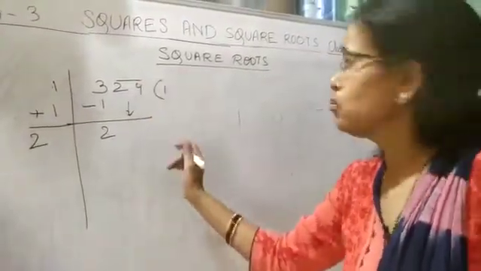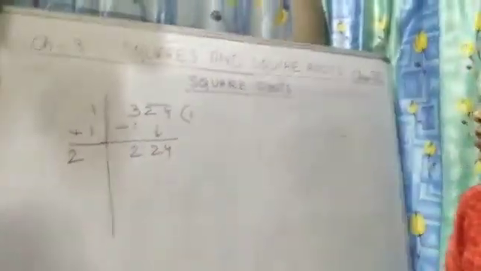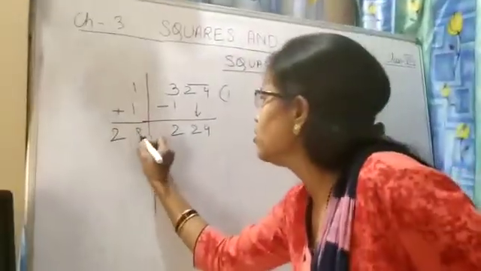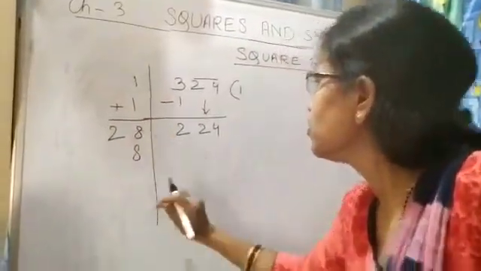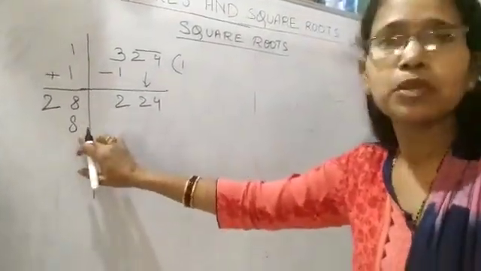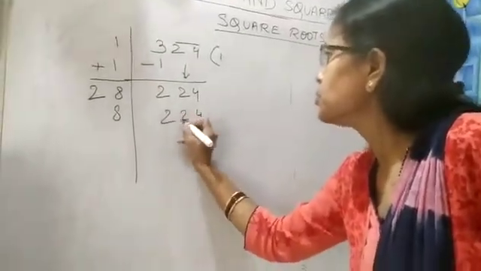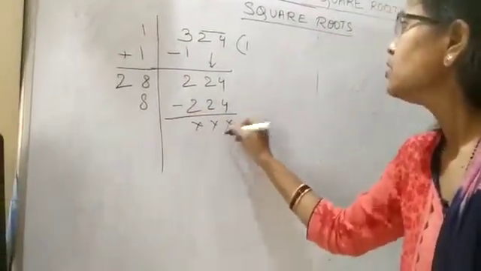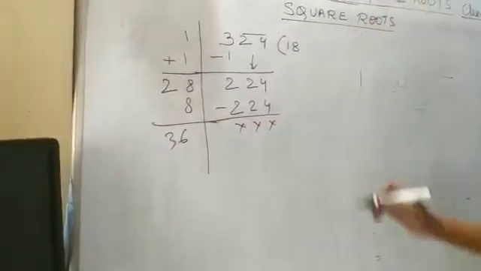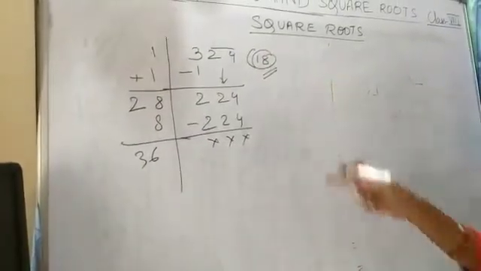Now bring down the next number. It will always come in pairs. Now by which number will we multiply, or you can say divide, so that we get 224? You can see I am multiplying it by 8. 8 8s are 64, 8 2s are 16, and we get 224. So you can see that. In this way you can find the square root.